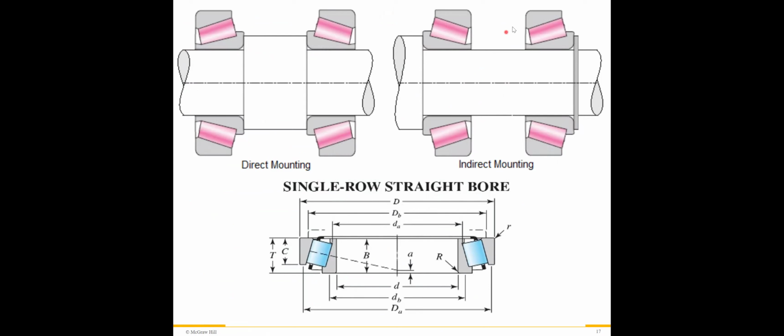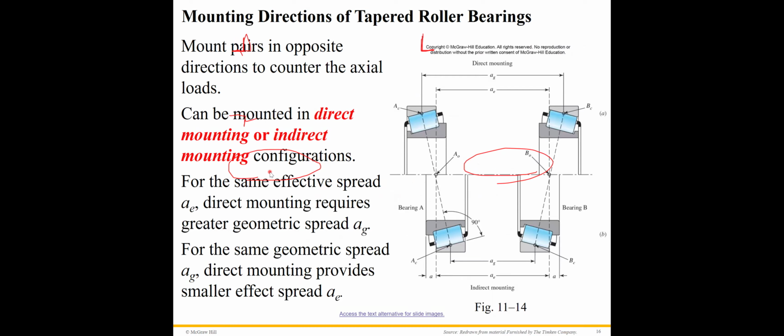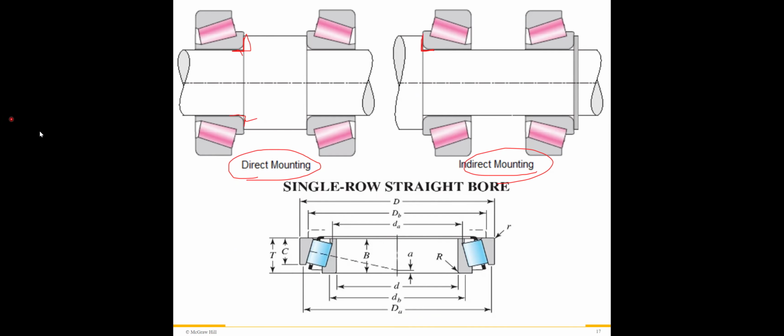So this is the geometric design of the taper roller bearing. This is the direct mounting and this is the indirect mounting. You can tell it's different. There's a shoulder design here and a shoulder design here. For the direct mounting, AG is greater than AE. For the indirect mounting, AG is smaller than AE.